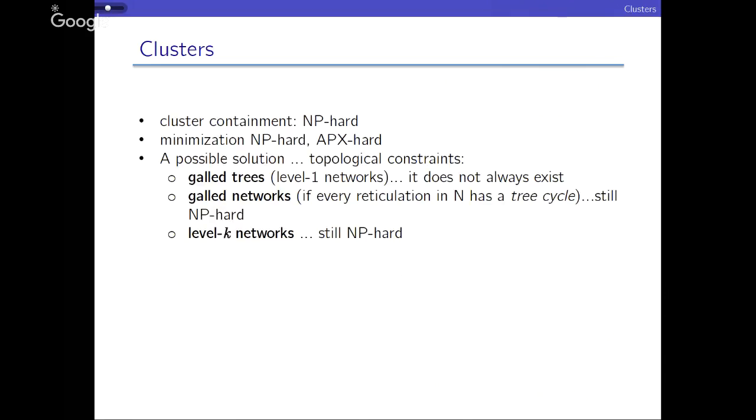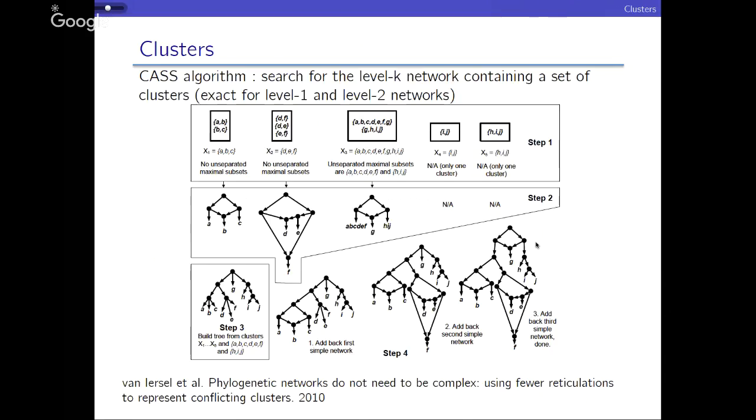But the problem is, again, NP-hard, APX-hard, and even checking whether a cluster is contained in a network is difficult. So what people did is to turn their attention to some restrained classes of networks, for example galled trees and galled networks, which were also mentioned by Luhai in his talk. And what I would like to mention is a cluster-based method that permits constructing level-k networks, so networks that have a maximum level k. It's still an NP-hard problem, but we have an algorithm called the CAST algorithm that I use often when I need to analyze some data from my biological colleagues.